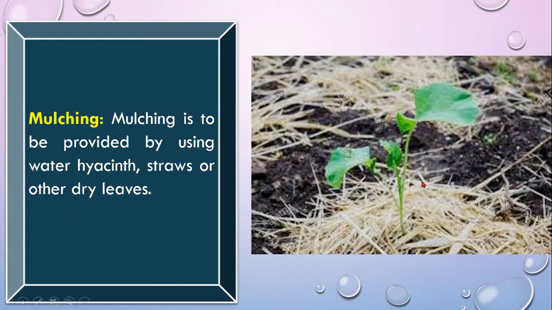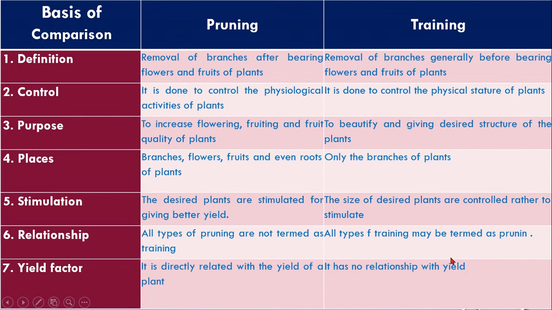Mulching: provide water hyacinth, straw, or dry leaves near the base of the plant or the root, near the soil surface of the plant, to keep the soil moisture. That is called mulching. If you look at the figure, you see some dry straw here. This is called mulching, and we provide it for keeping the soil moisture. Remember, this is very important for your MCQ and CQ as well.